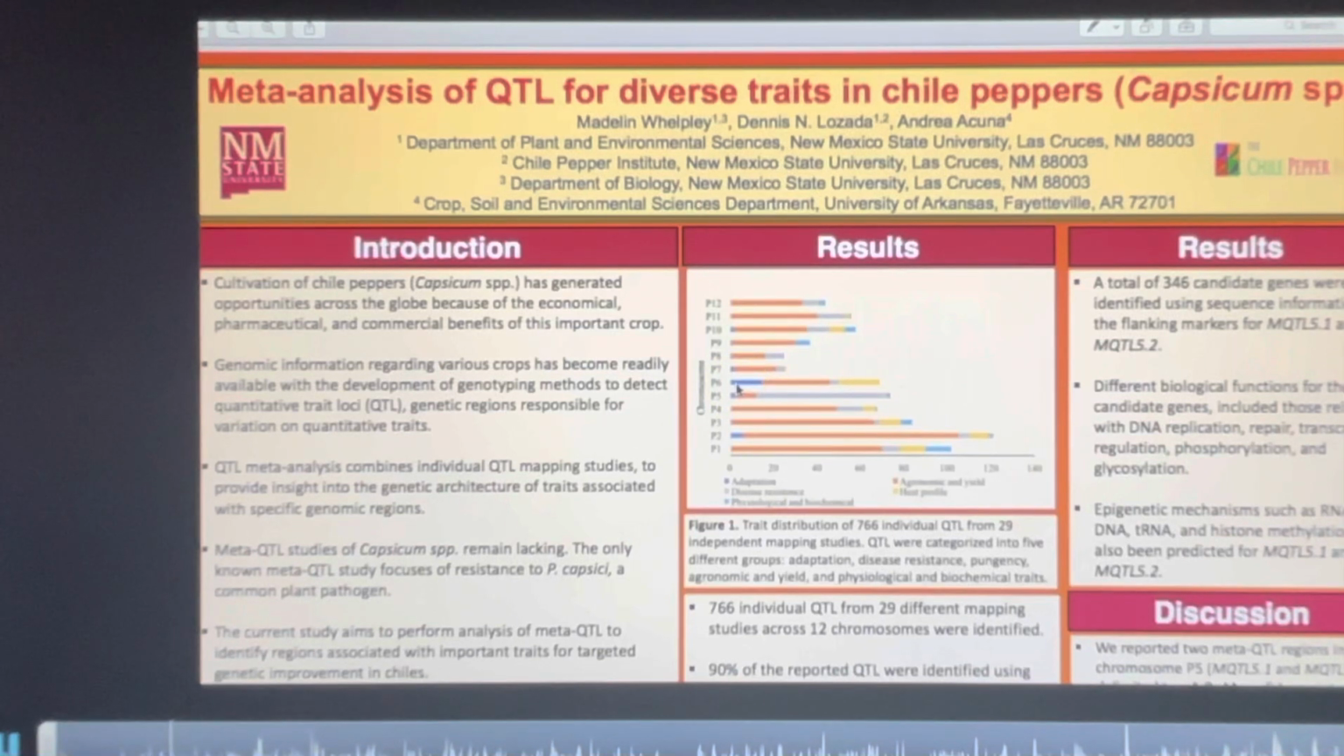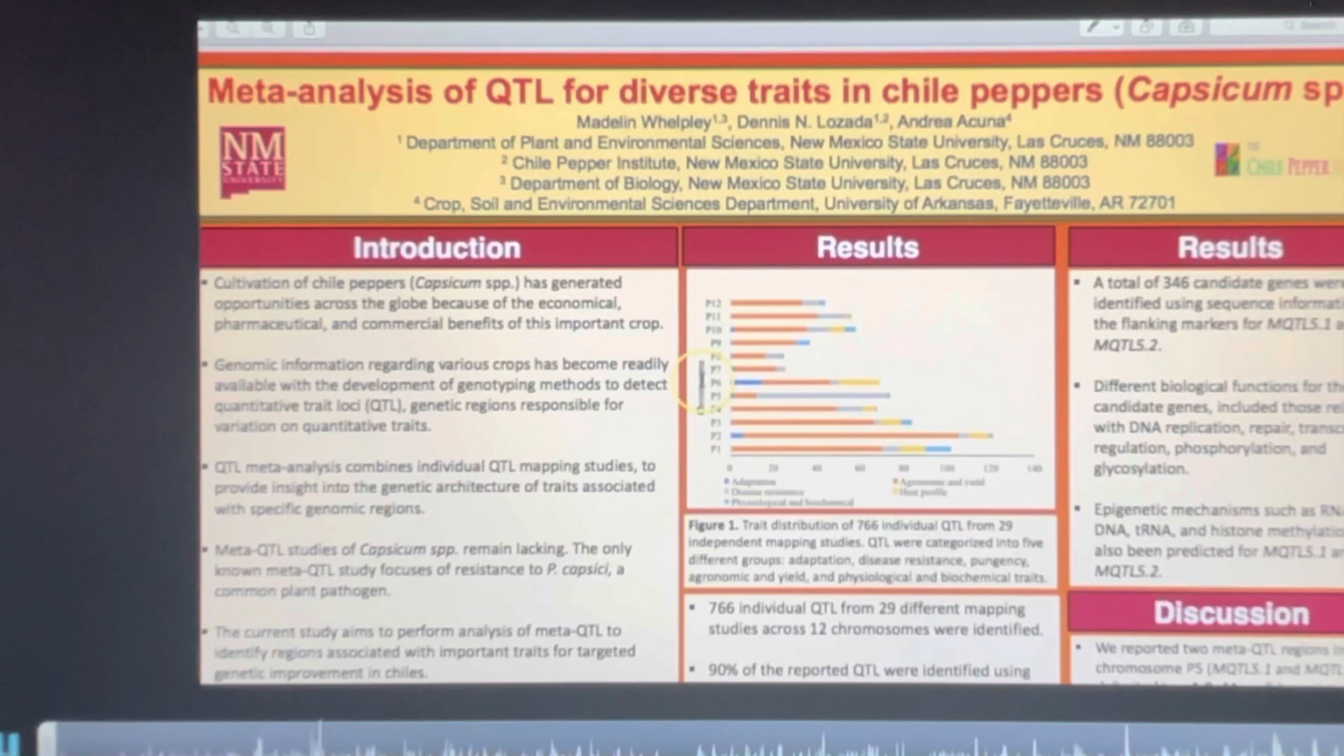When you have such an influential crop, it's important to maximize and control those beneficial traits for an optimal yield. Fortunately, with current genotyping technology, we are able to gather genetic information on these plants to better improve breeding. Quantitative trait loci, or QTL, which are genetic regions responsible for variation in quantitative traits, have become readily available in the past years. To that end, a QTL meta-analysis combines all individual QTL mapping studies to further assess the genetic architecture of specific traits.